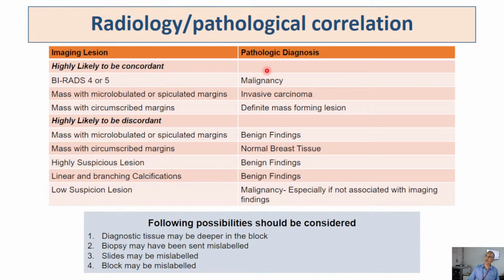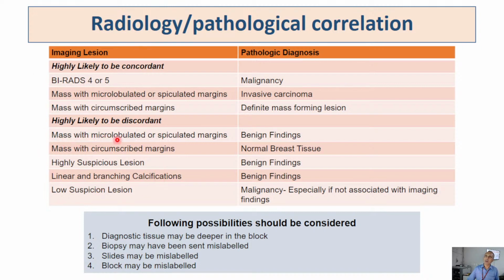When you have a BI-RADS 4 or 5 and it's a malignancy on pathology, there is a mass with microlobulated or spiculated margin, which is classical of a carcinoma, and you have a path diagnosis. So with a mass with circumscribed margins and a lesion like a fibroadenoma, these are highly likely to be concordant. But these situations are highly likely to be discordant.